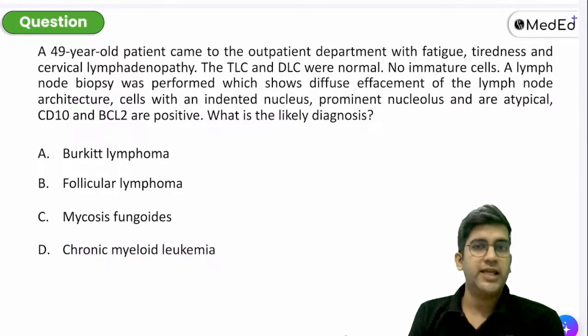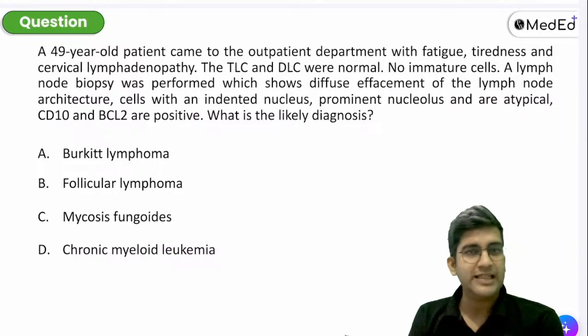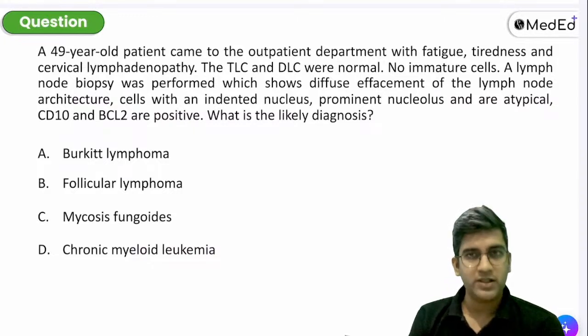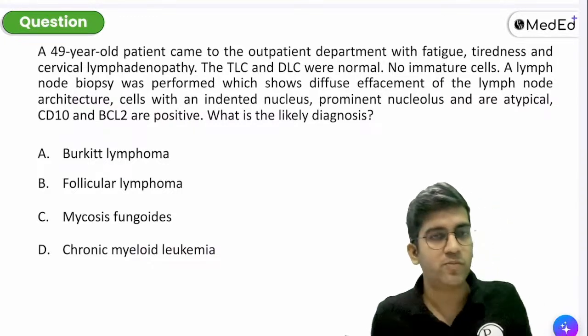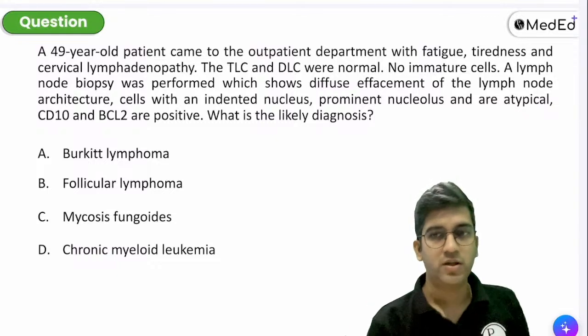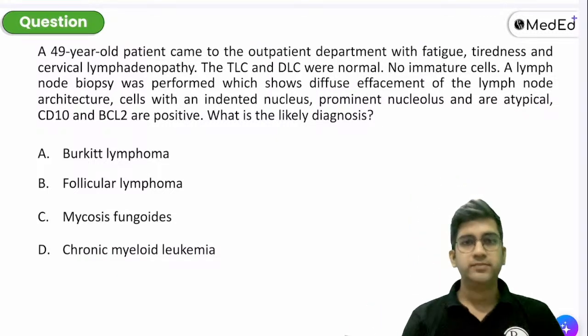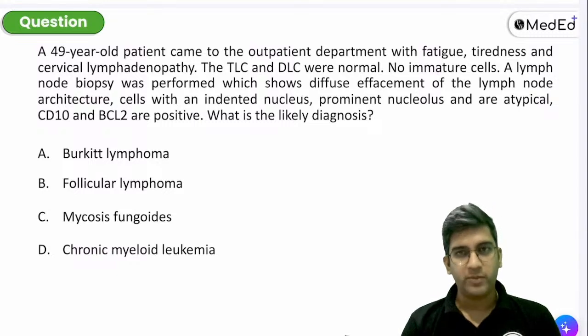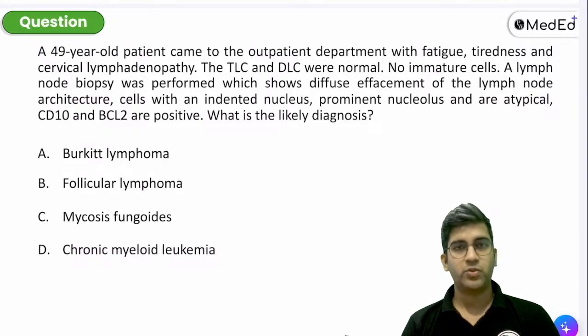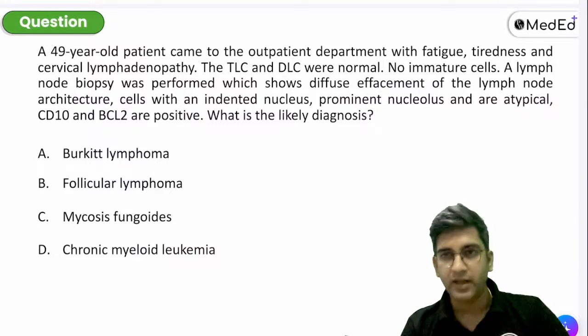A 49-year-old person came to the outpatient department with fatigue, tiredness, and cervical lymphadenopathy. TLC and DLC are normal, no immature cells. A lymph node biopsy is performed, which showed diffuse effacement of lymphoid architecture, indented nuclei, prominent nucleoli, atypical cells which are CD10 and BCL2 positive. What's the likely diagnosis? Anyone?